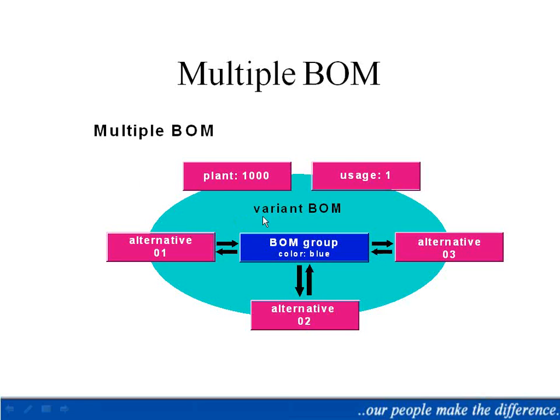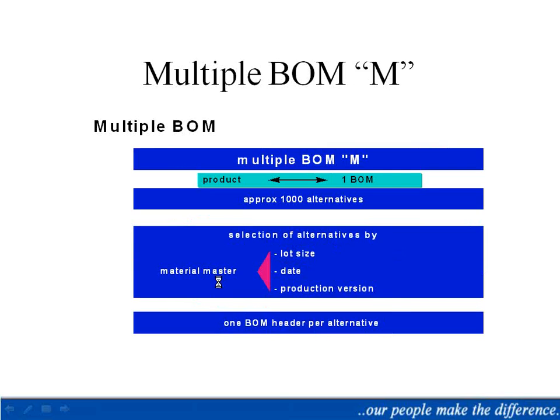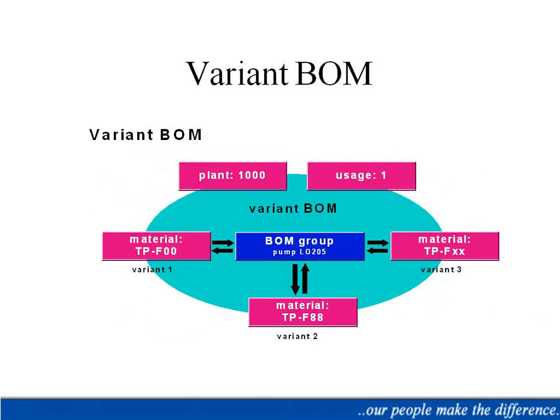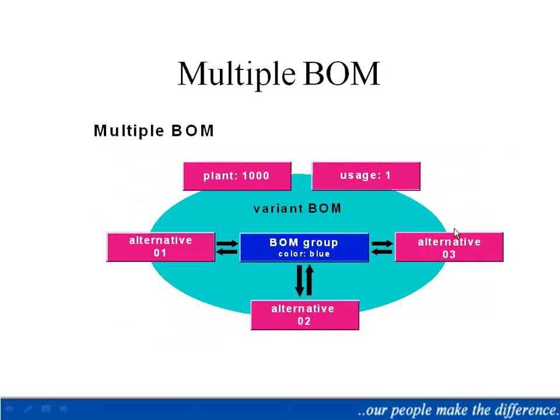In the case of the multiple BOM, I am getting only the alternate, but my finished product remains the same here. It is not a different product. Only thing is, I have a different alternate, but the final product remains the same. If you see the variant configuration, here your output materials are different. This is a different material, this is a different material, this is a different material, right? Yeah. In the case of the multiple BOM, you are referring to the same material but with different alternatives, right? Yeah. This is the concept of multiple BOM and variant. Is it clear, Chandra? Can I proceed? Yeah.